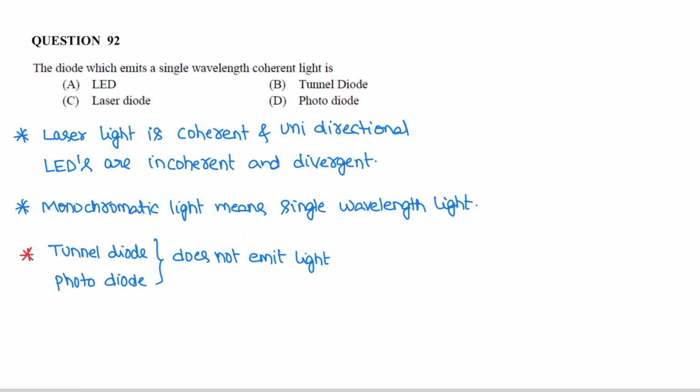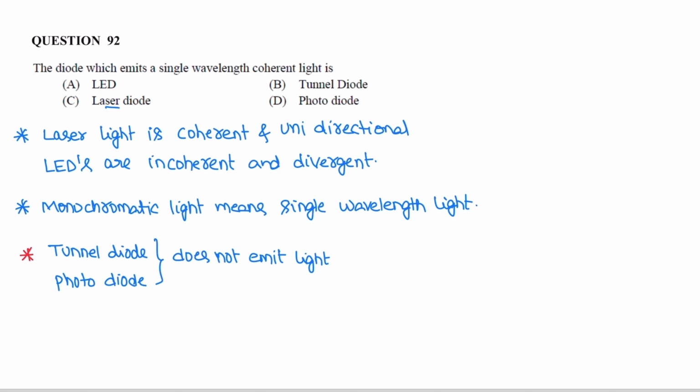The diode which emits light of single wavelength is. So in the question, LEDs and lasers emit light. The tunnel diode and photodiode don't emit any light. These two emit light, but LED, a light emitting diode, emits incoherent and divergent light, whereas lasers emit coherent and unidirectional light. Monochromatic means single wavelength light. So lasers emit monochromatic light. So correct option is C.